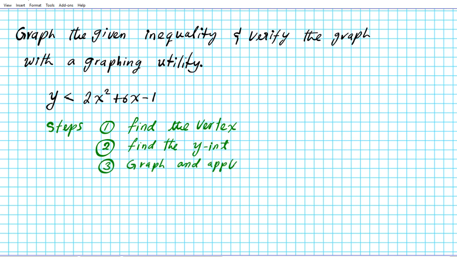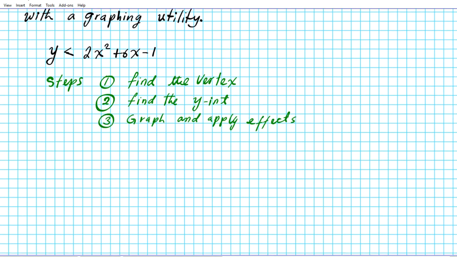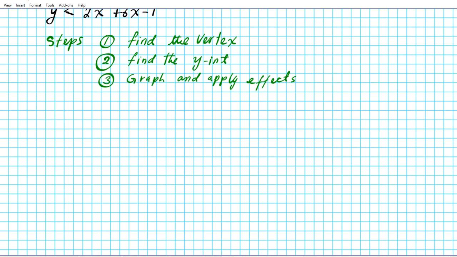Okay? What do I mean by the application of effects? Well, when you're graphing an inequality, you might have a solid or a broken line, and then shading is involved in the process. Okay, so we're going to graph the line and then apply the appropriate effects to the line and then shade afterwards. Let's start with step 1, which is the determination of the vertex.